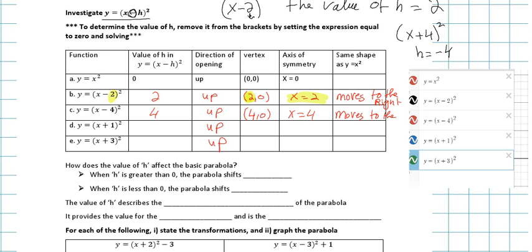The h value here is negative 1. Remember, it's opposite to what you see. The vertex is negative 1, 0. The axis of symmetry is x equals negative 1, and it moves to the left.